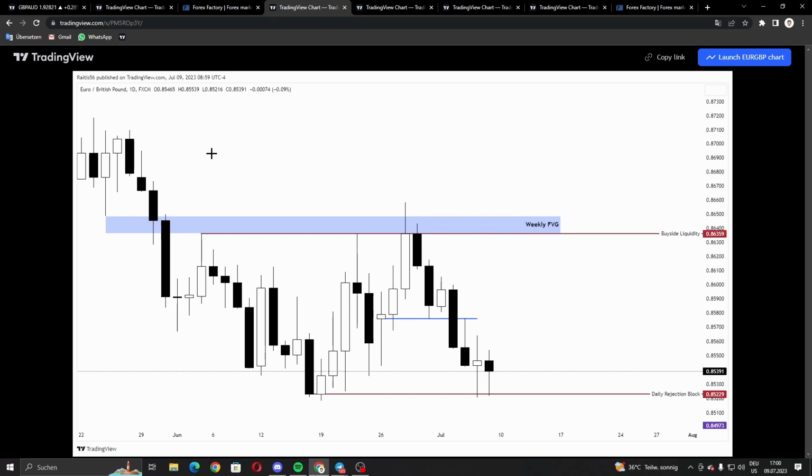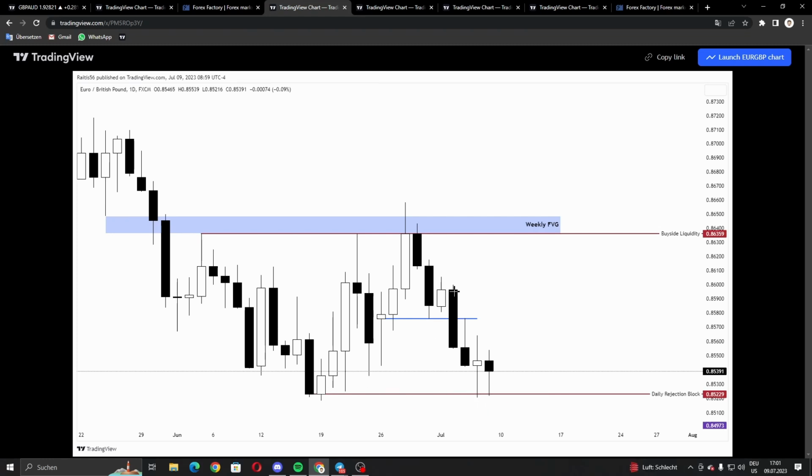First of all, before we do that, I had to decide which pair I'm going to trade, Euro AUD or GBP AUD. For that, we looked at the Euro British Pound. We did this also in the live stream, and I called that we traded back into the weekly fair value gap, took out the buy side liquidity right here above these equal highs, and I wanted to see a reversal, trading back to this old swing low, or here the rejection block.